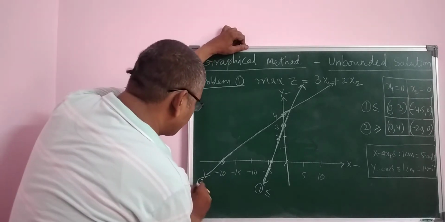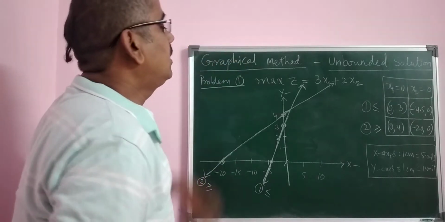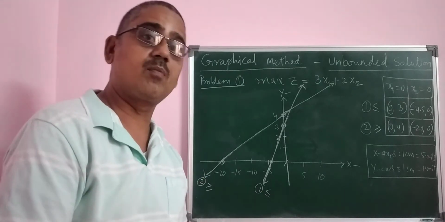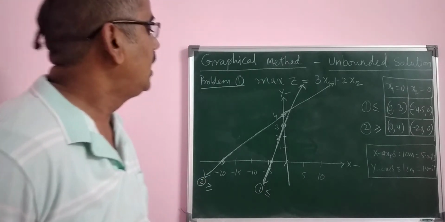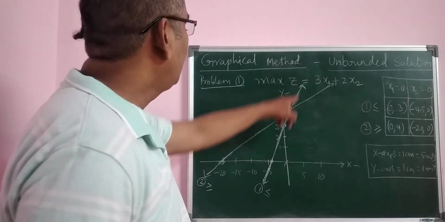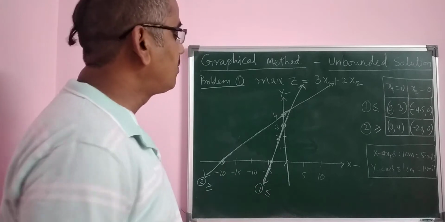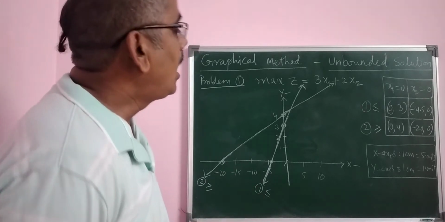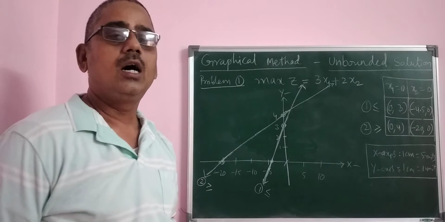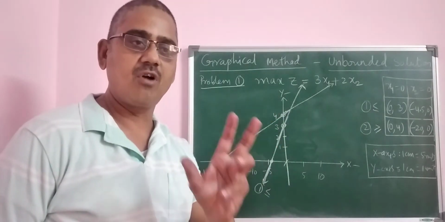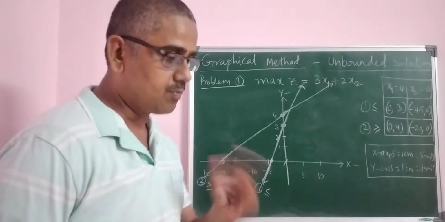I'm writing here equation 2, it is greater than or equal to, right? So here we got another important particular point. So first of all, I have drawn the two particular lines on the graph paper, and now we want to see the feasible region.